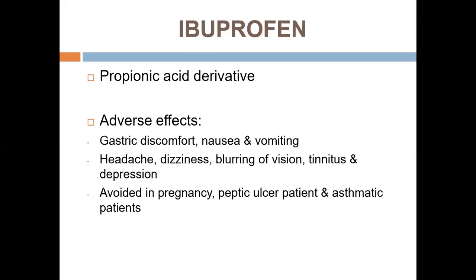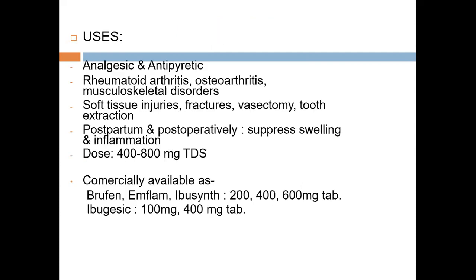The other drug is Brufen, which is a propionic acid derivative. It can cause gastric problems. It can cause CNS effects, dizziness, and blurred vision. It is avoided in pregnancy, peptic ulcer, and asthmatic patients. It is used generally in pain, in rheumatoid arthritis, and post-operatively. The dose is 400 to 800. Sometimes it is used in the treatment of dysfunctional uterine bleeding, and in dysfunctional uterine bleeding you can use Brufen.